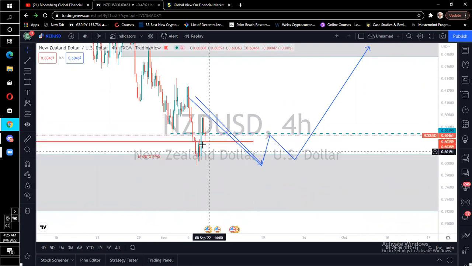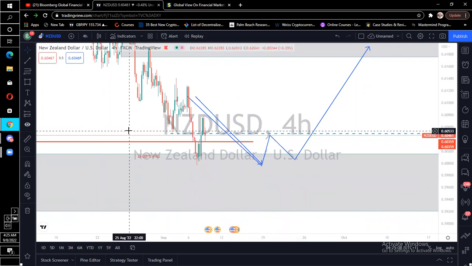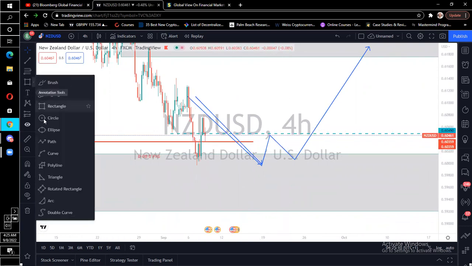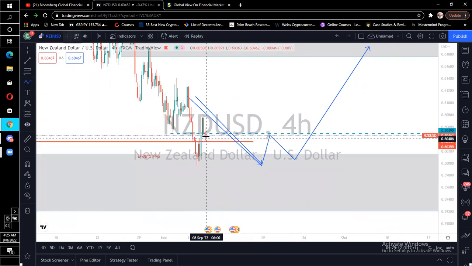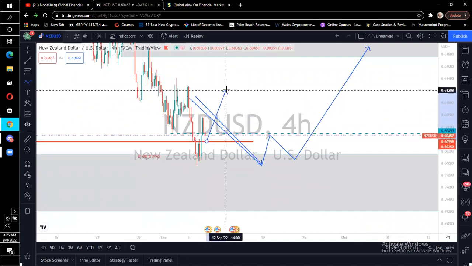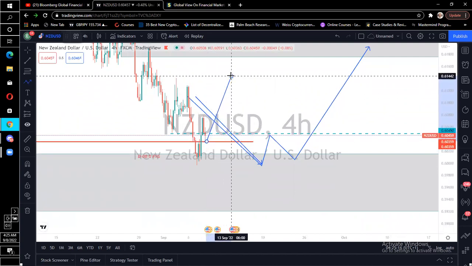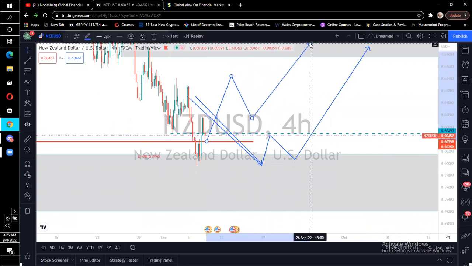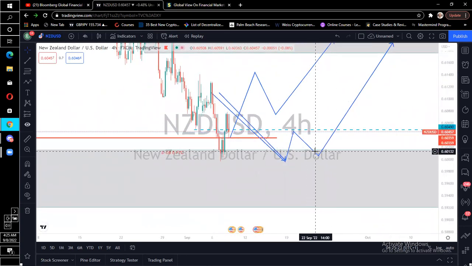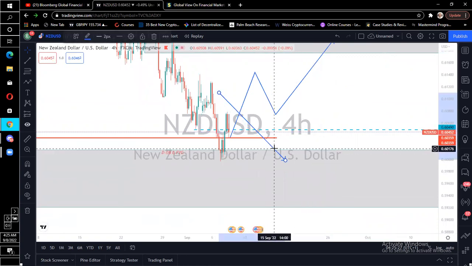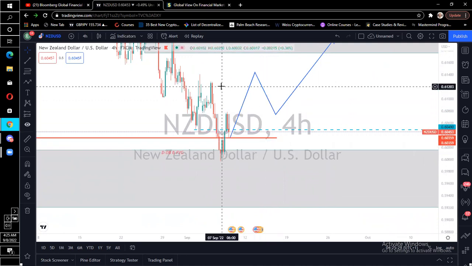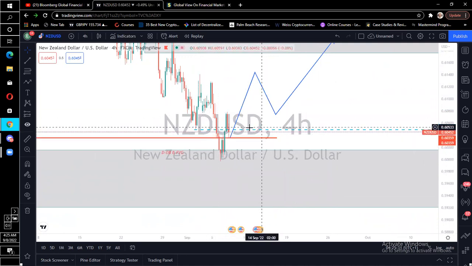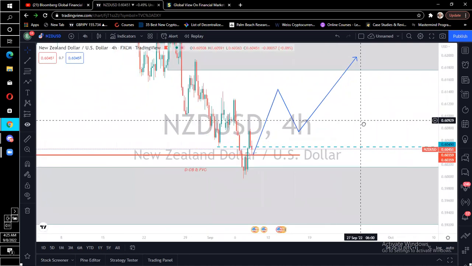So what are we expecting? We're expecting these guys to go to the upside. Want to see something like this to the upside, break this and come back here, then to the upside. This is what you're expecting from this pair. When this happens, of course, we'll have our quasimodo here, head and shoulders. So this is what we want to see.